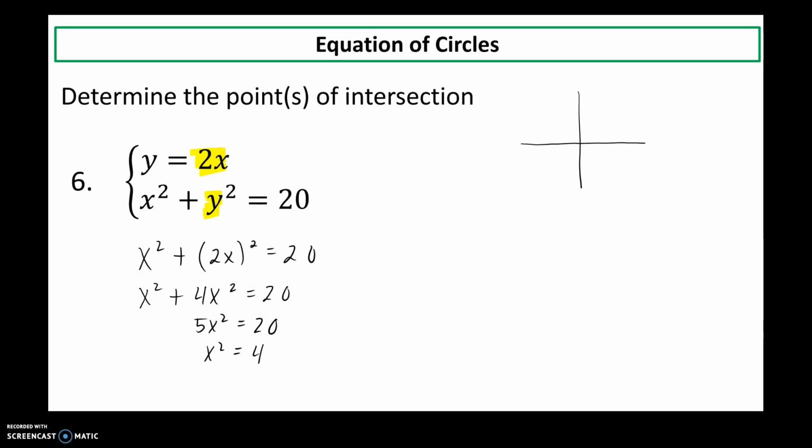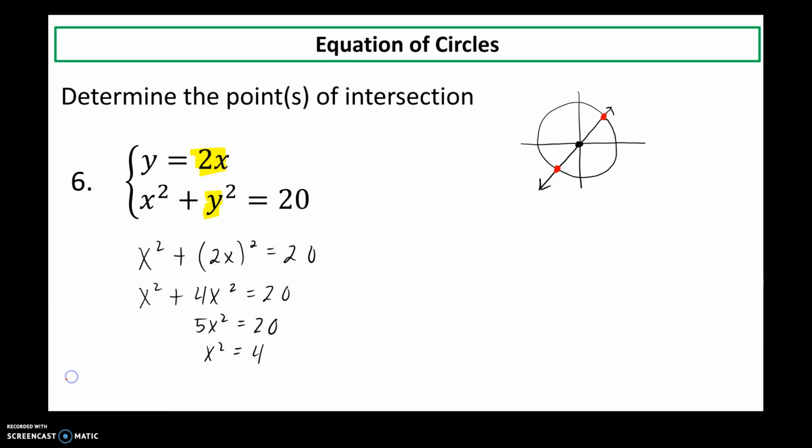If I am sketching the circle, center's at the origin, radius is square root of 20, so that's going to be somewhere between 4 and 5. Okay, so draw my circle. Now, if I have a line of 2x, y-intercept is 0, slope of 2. So when I look at this, I better get 2 points of intersection when I go to solve the system.